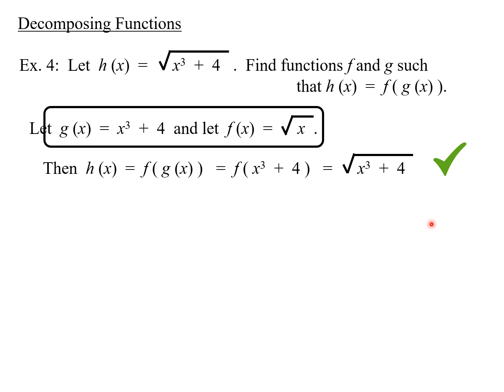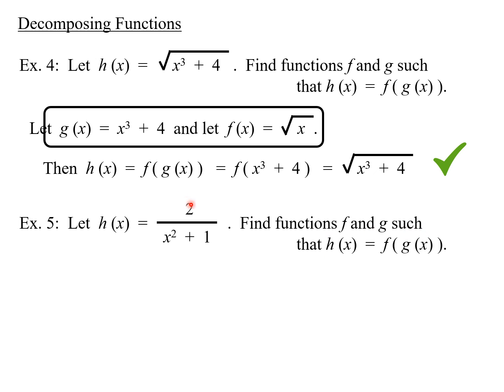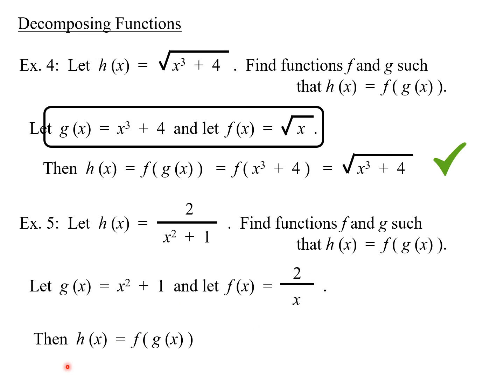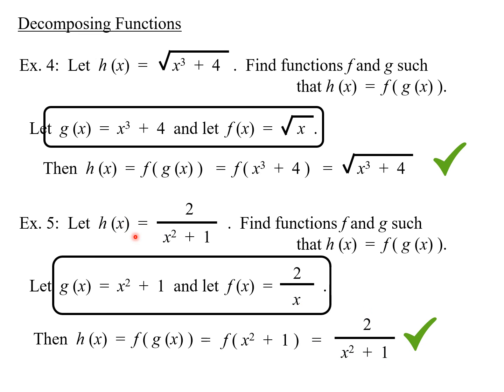Okay, let's do another example. Let's let h of x be this. And once again, we're going to find functions such that h of x is equal to f of g of x. All right, pause this video and see if you can come up with an answer to that, and then come back. Okay, here's what I got. Let's let g of x be x squared plus 1, and f of x be 2 over x. So that when I have f of g of x, that's going to be f of x squared plus 1, and just plugging that in for x, we get this, which once again is the same as h of x.